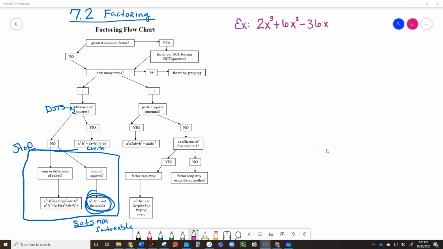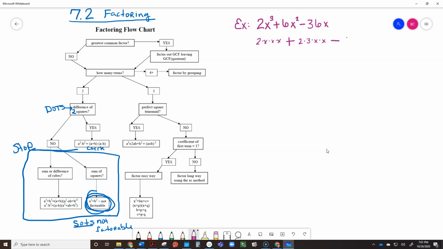All right, so this is an example of: does this problem have a greatest common factor? Well, goodness, it's a trinomial. I see that. And this is 2 times x times x times x. Then I've got the plus 2 times 3 times x times x. Then I've got the minus 36.